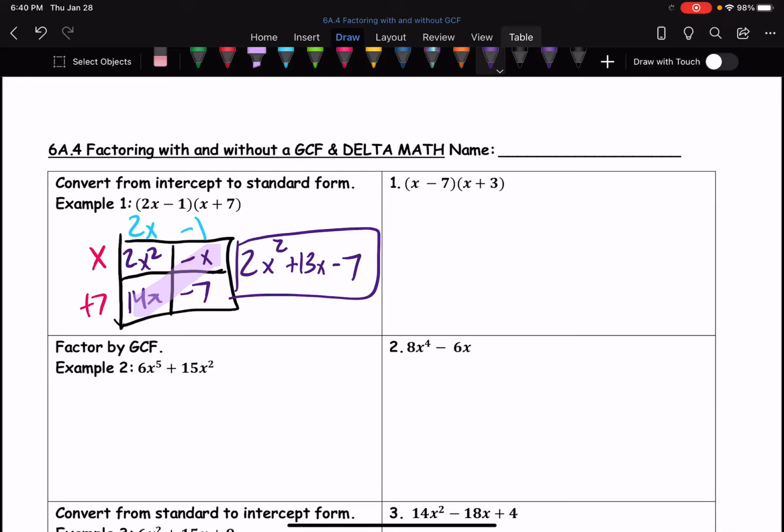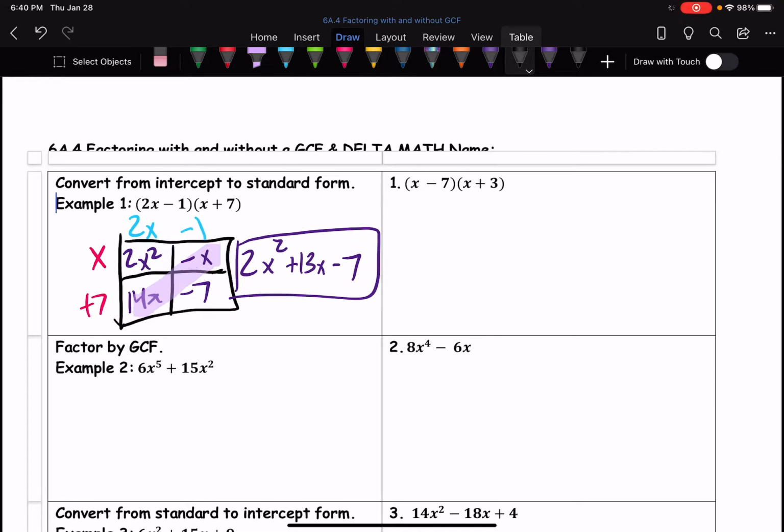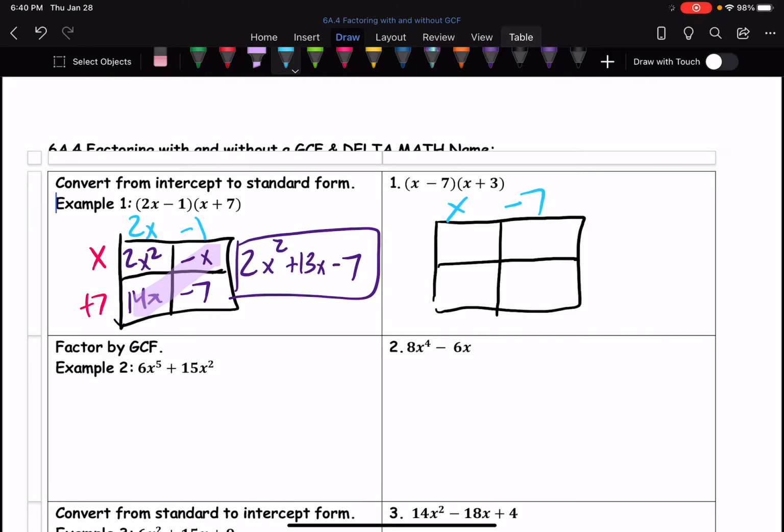And if we go over to the right here, we have another example. These would normally be, if you're in class, your you-try problems. So I've got x minus 7 multiplied by x plus 3, which is going to give me x squared minus 7x. 3 times x is 3x, and 3 times negative 7 is negative 21.